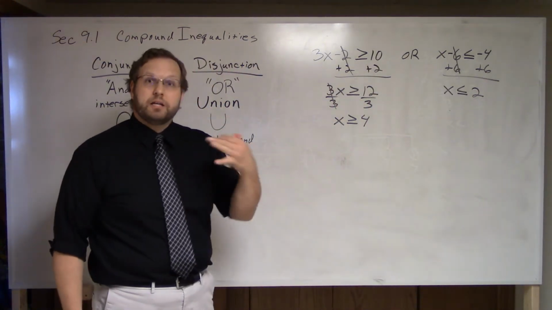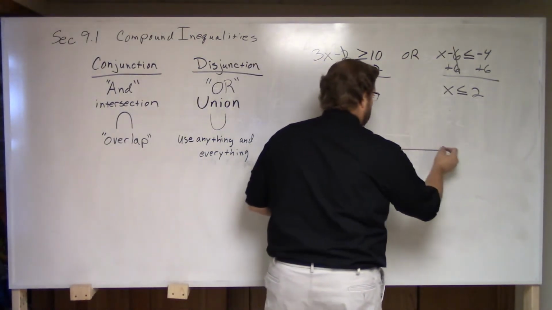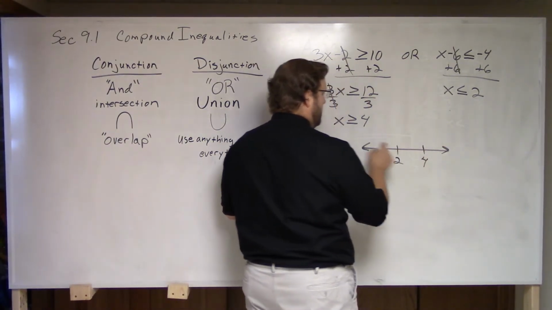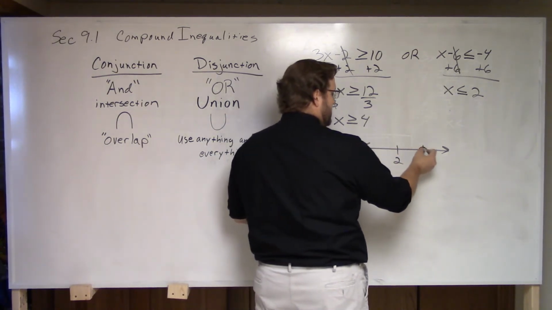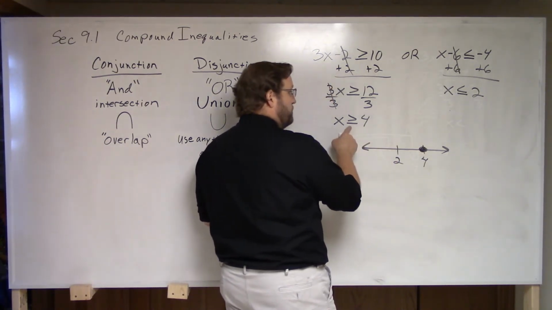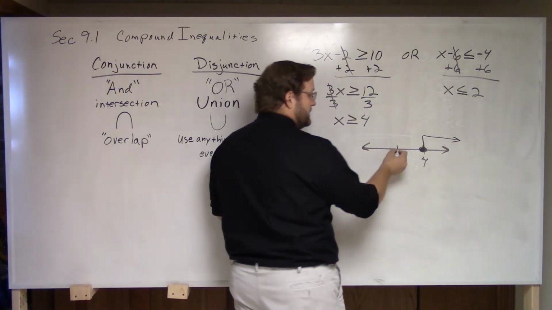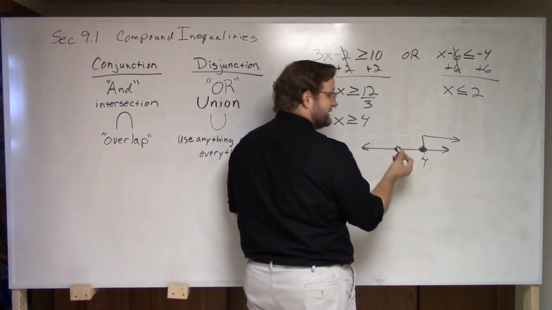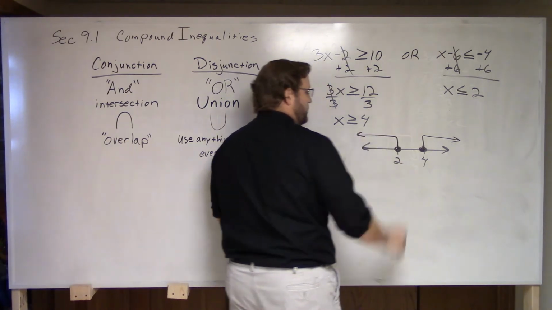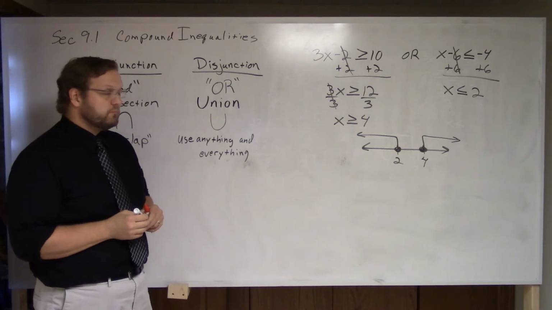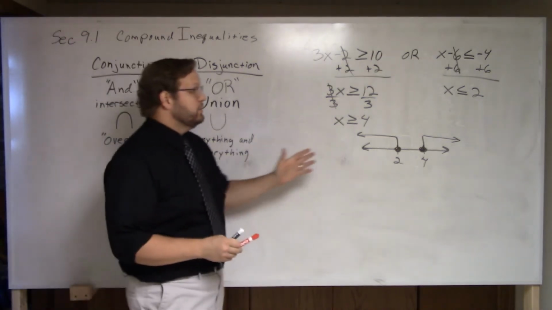I'm then going to graph them, same number line. I have a 2, I have a 4. The 4 is going to have a closed dot, and then I go bigger than 4, so that goes this way. The 2 has a closed dot, but I want to go less than 2, so it goes that way. And now I need to interpret.